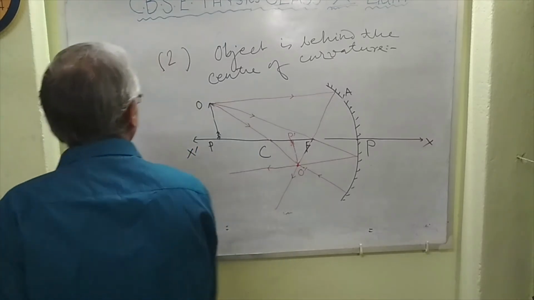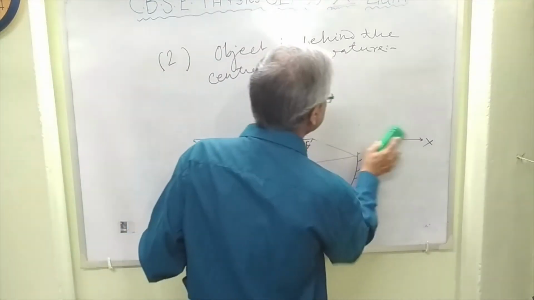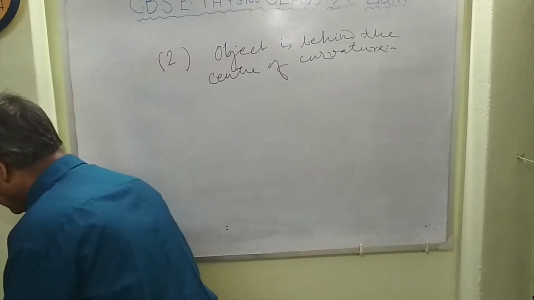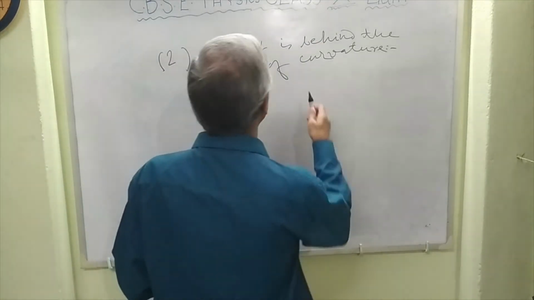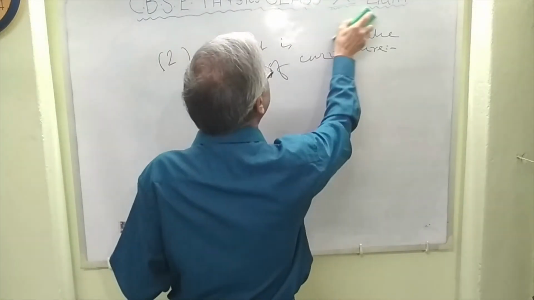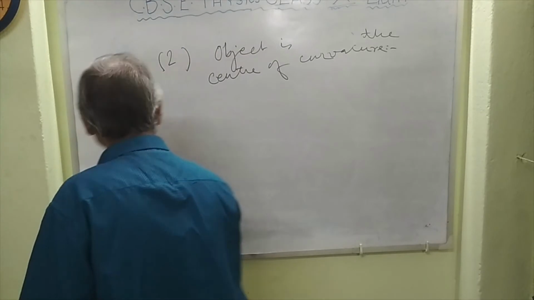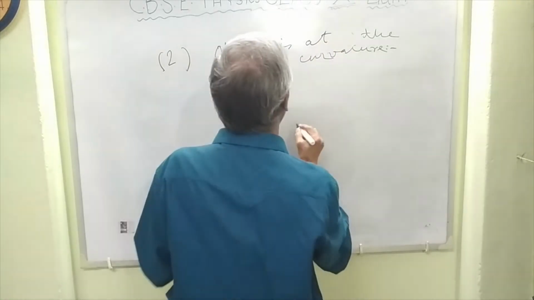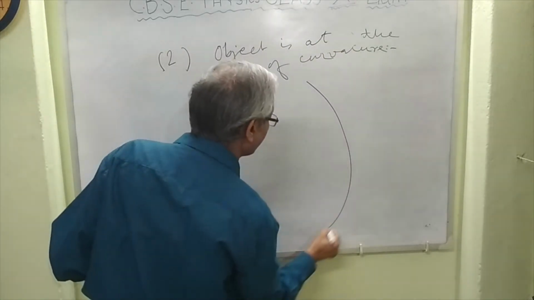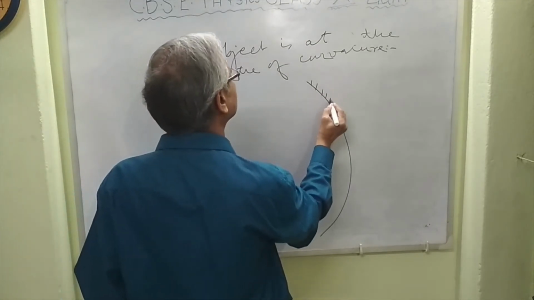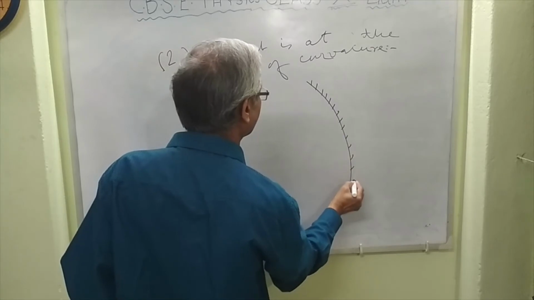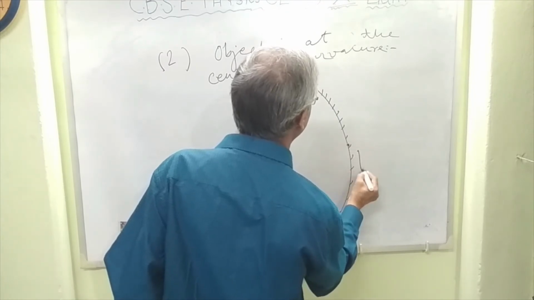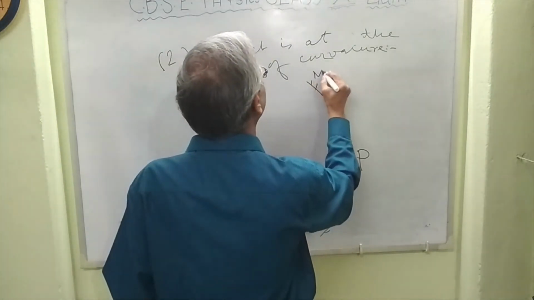Now, object is at C, that is center of curvature. Object is at C. What will happen? Object is at the center of curvature. What will happen? We see. This is the mirror, concave mirror. This is the pole of the mirror, mirror M1, M2.